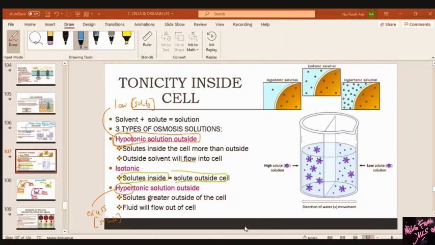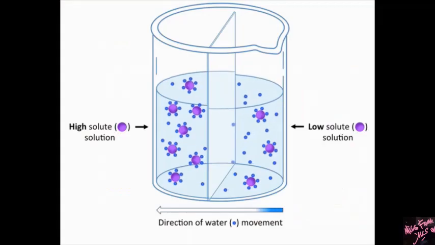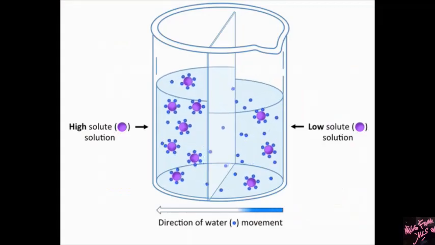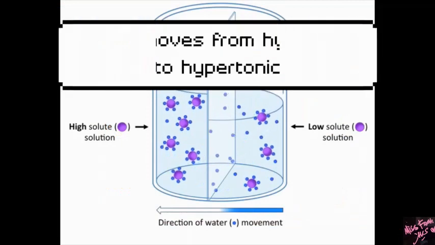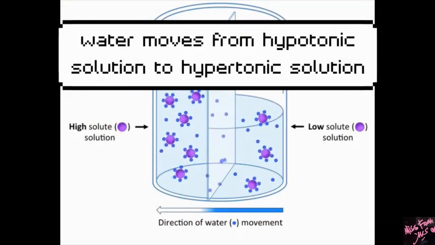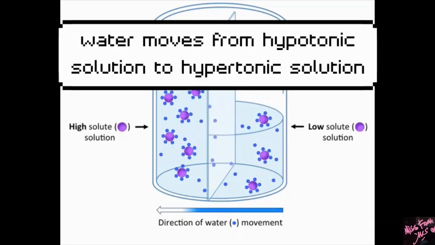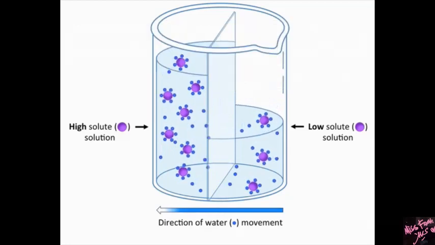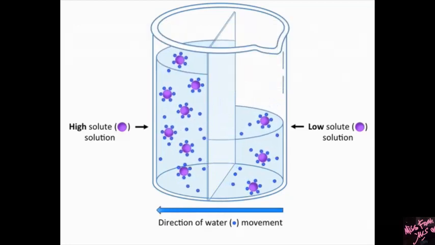So let's work out the direction of water movement. Water is the blue dot. You can see that water moves from the hypotonic solution to the hypertonic solution. So water moves from low solute concentration to higher solute concentration, and you can see that the solution level starts to increase in the hypertonic solution.